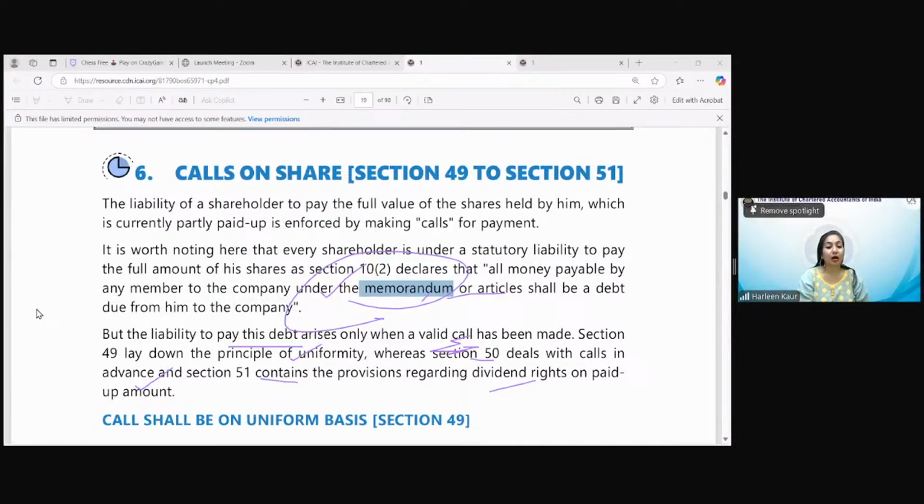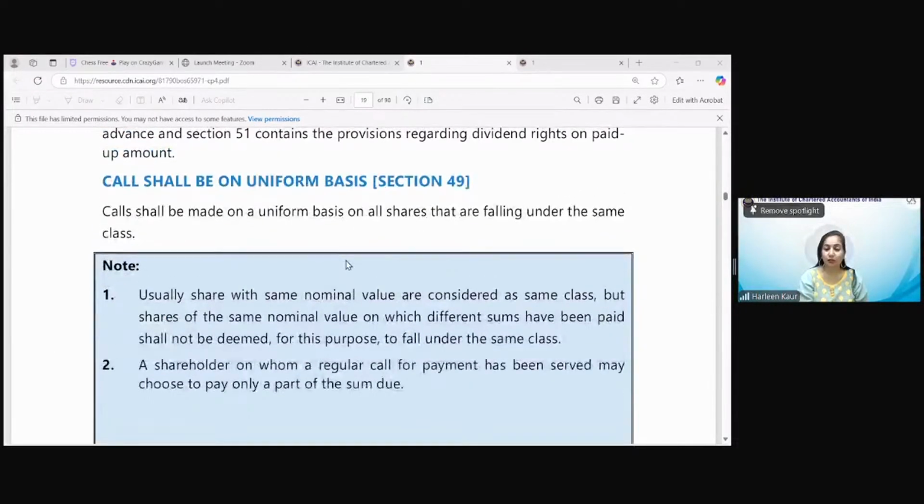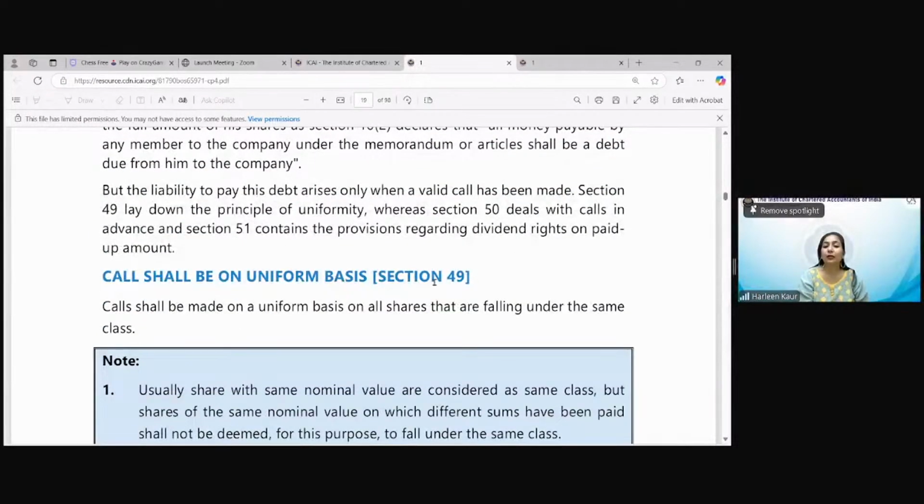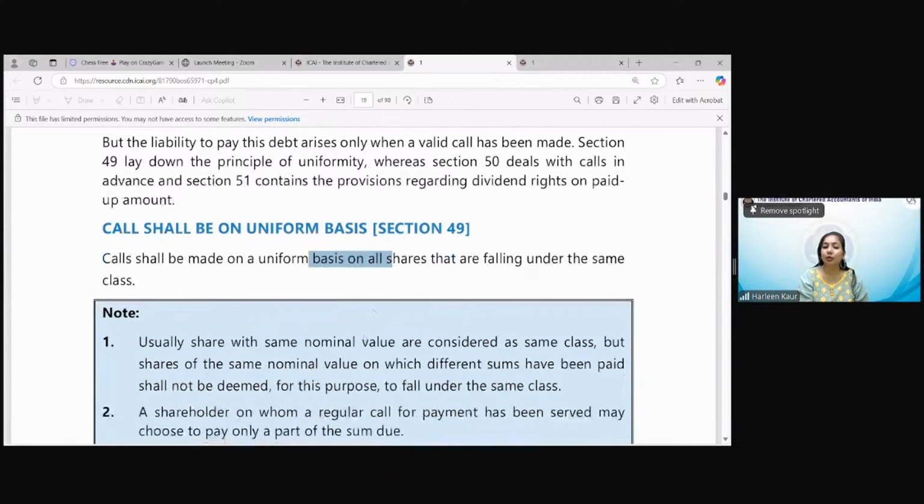Okay. So now let's start with section 49. So this was your briefing of section 49 to 50. Calls shall be on uniform basis. Every call should be made on a uniform basis on all the shares falling under the same class. So I'll give you an example. A class shareholders, all the shares under class A category, all the shareholders should have been called on the uniform rates.